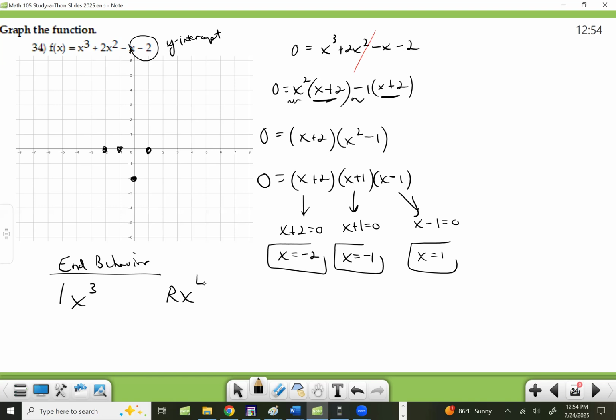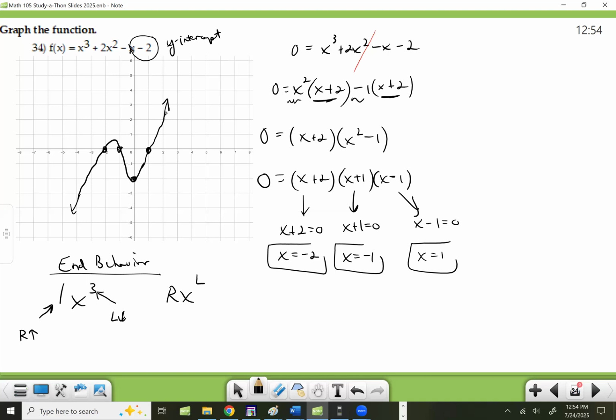Since this is a positive 1, we know that the right is going to go up. Since this is odd, we know the left does the opposite, odd opposite, okay? So the right is going to go up and the left is going to go down. So we can kind of make this happen now. Now, I don't know how high or low to go, but it's not going to matter, you guys. Okay, boom. Something like that.